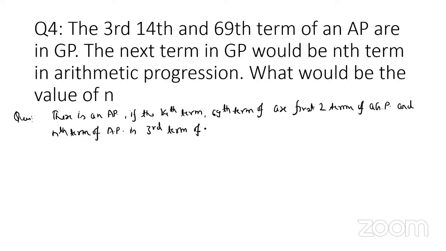Right? So we just have to solve the value of n. We basically have to find the value of n. So this is a question, right? Now, how can we solve such a question? We are given that the 14th term and 69th term of the AP are actually the first two terms of the GP, right?